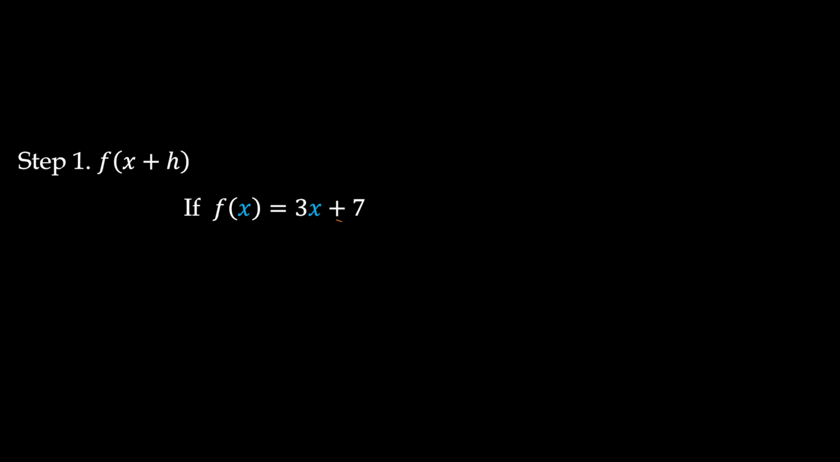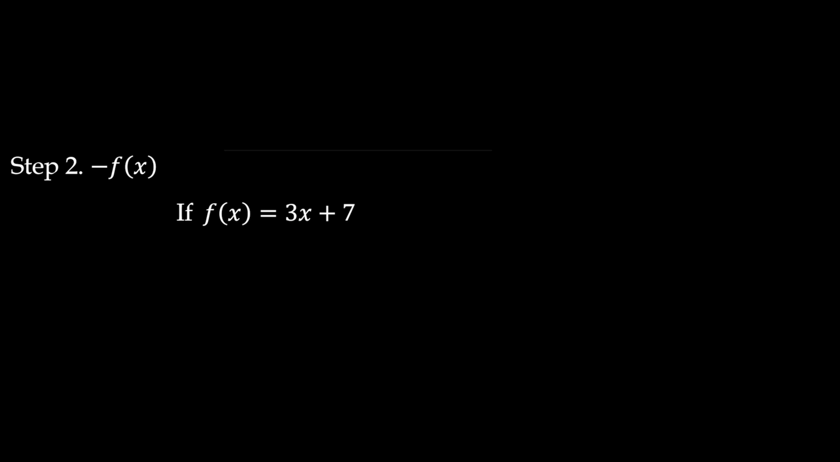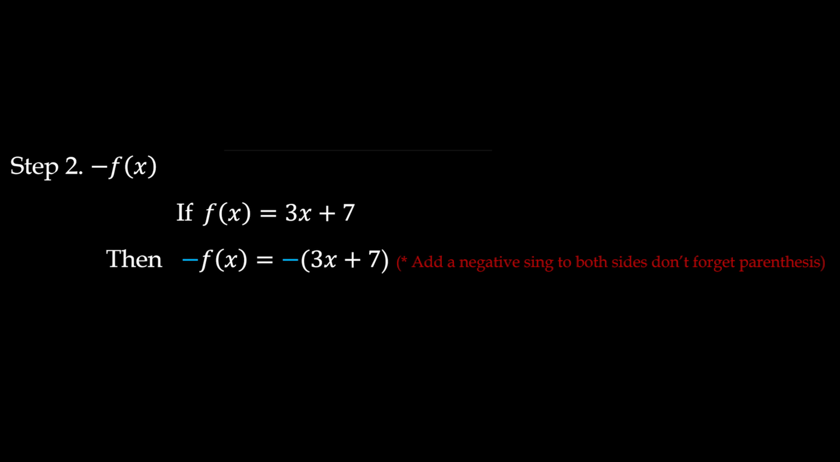For step 1, they want us to change the input from x to x plus h. This means that wherever I see x in my original function, I replace it with x plus h instead. Now I have to distribute that 3. Step 2, if f of x equals 3x plus 7, then minus f of x equals minus (3x plus 7). Don't forget the parentheses here. If you forget the parentheses, you're going to distribute wrong.